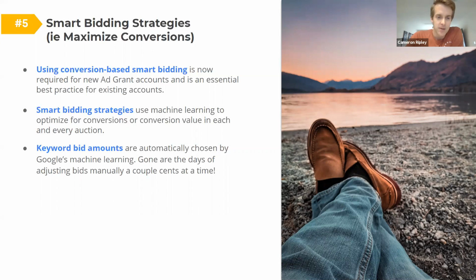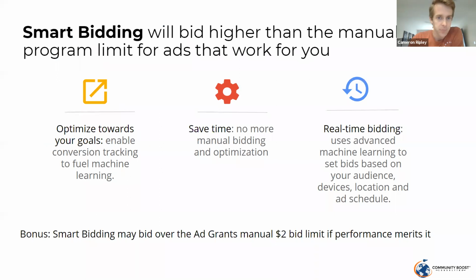And this basically is where gone are the days of manually adjusting a bid in Google Ads by cents at a time and just allowing the machine learning of Google to do a better job than you can, basically. So definitely use this. We've seen tremendous results from it. It's really helped increase conversions and revenue.